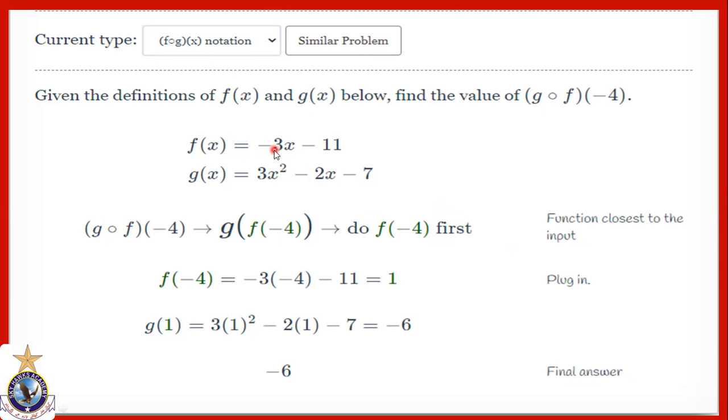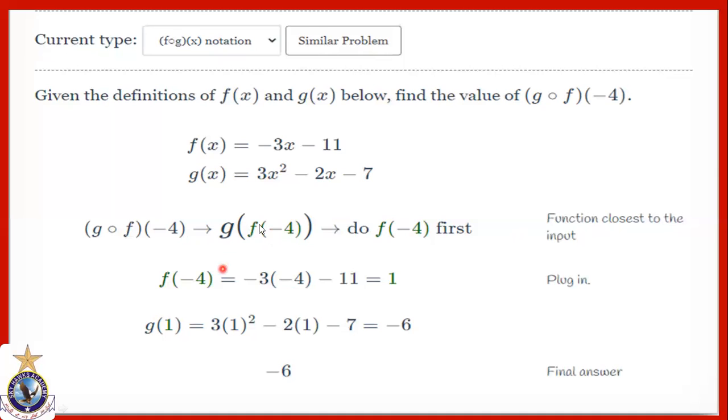This is f(x), and we replace each and every x in this f(x) with minus 4. So we get f at x equal to minus 4, the equality sign as it is. Here we have minus 3, and x is replaced with minus 4, and the minus 11 as it is. By plugging in the values, we get 1. So f at minus 4 is 1. This 1 now becomes the input for g, the outer one.